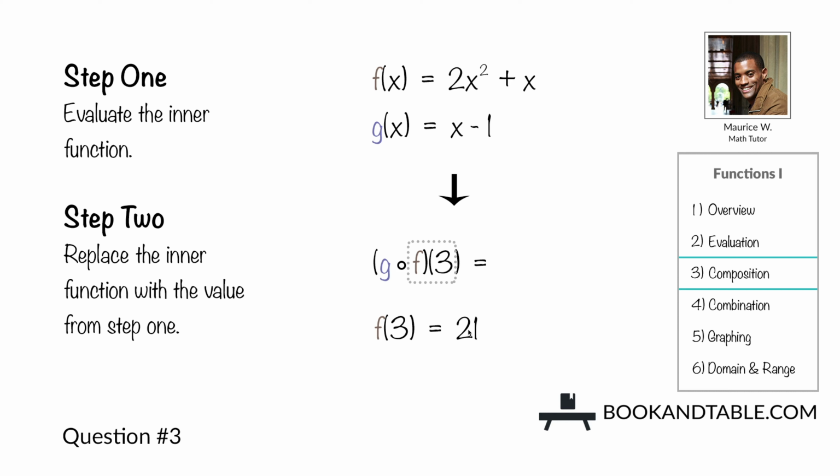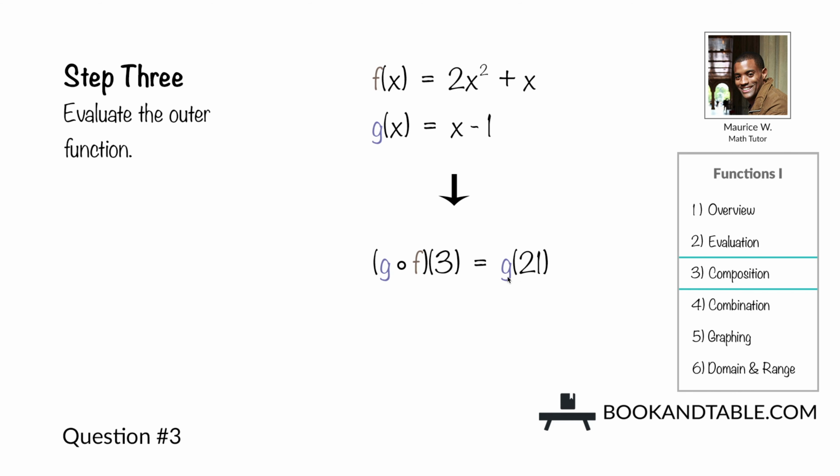So the second step is to replace the inner function, f of 3, with the value from step 1, which is 21, giving us g of 21. And now we can evaluate the outer function g here for 21. So we plug in 21 for x in the g function, giving us 21 minus 1, which would give us 20. So we see that g of f of 3 is equal to 20.